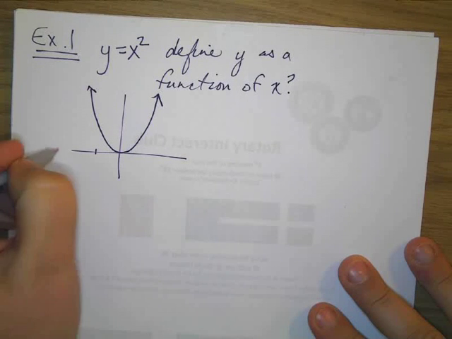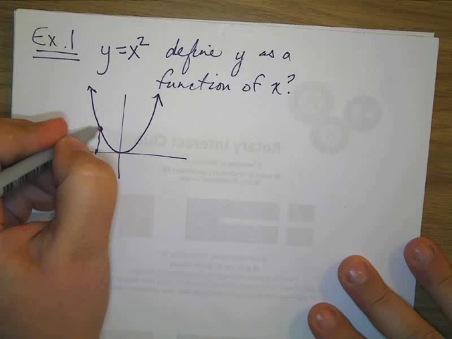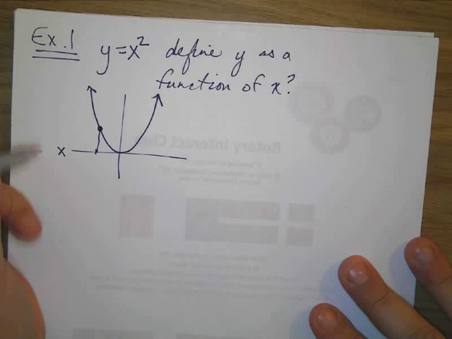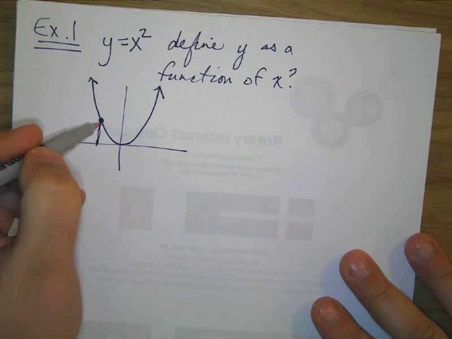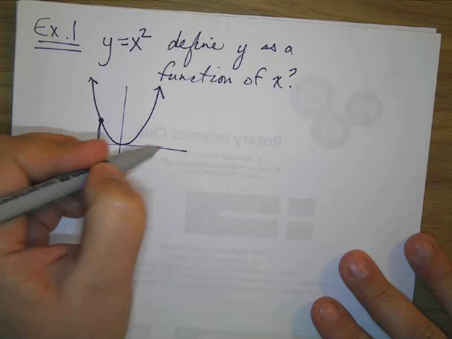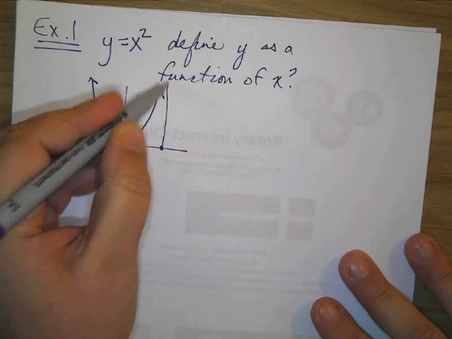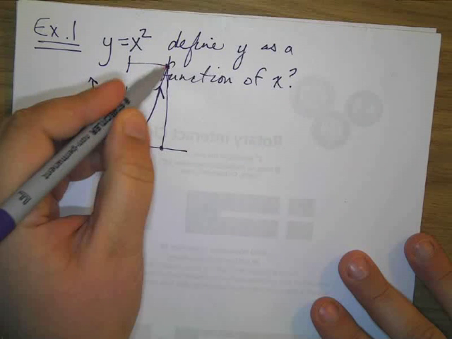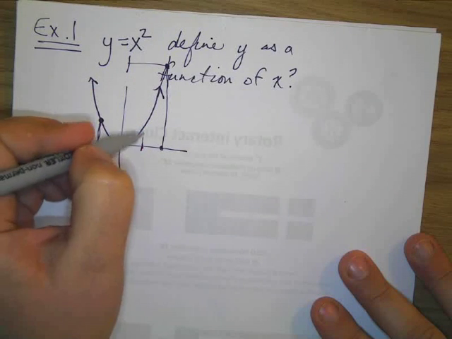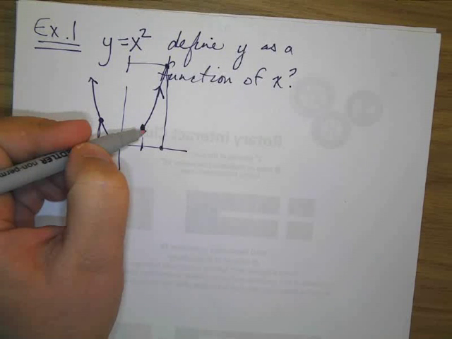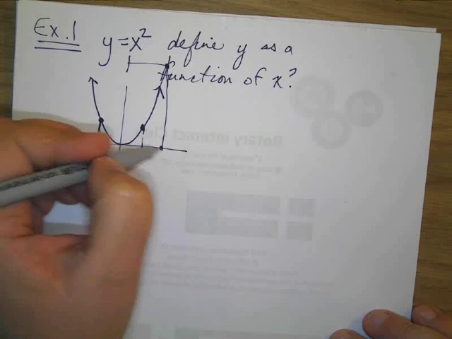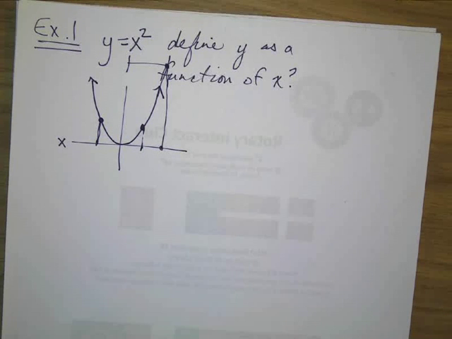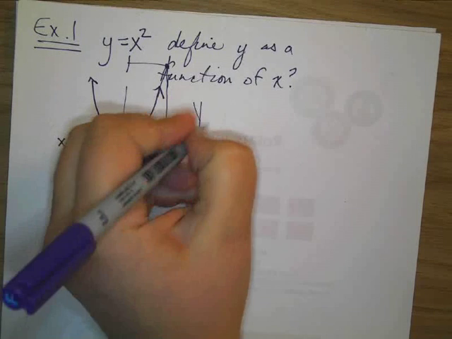Does every x value give us a unique y value? Yep. This x value is only going to give me this y value, right? What about this x value? If I continued it up, is it going to give me only one y value? When I say unique, it's the only one you're going to get. So it doesn't matter which x value I pick, I'm always going to get the same y value every single time, right? So, yes.